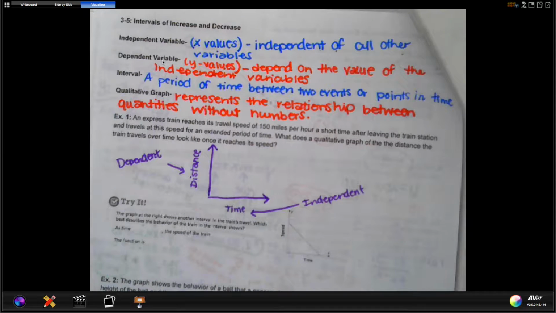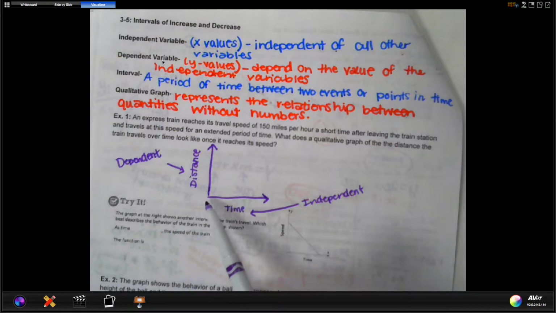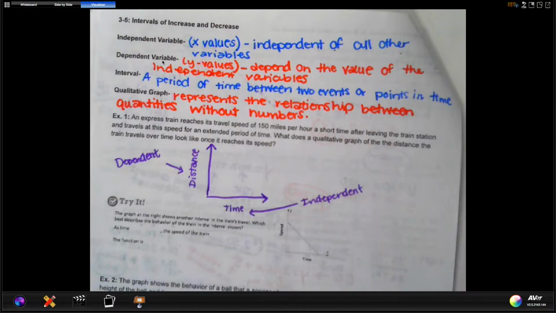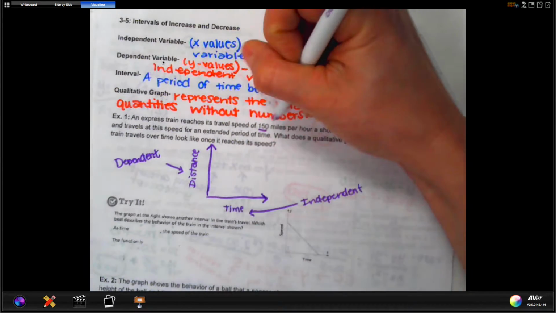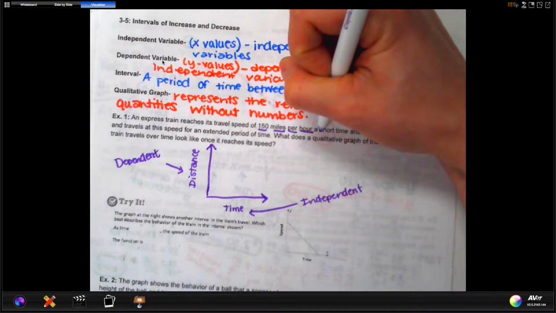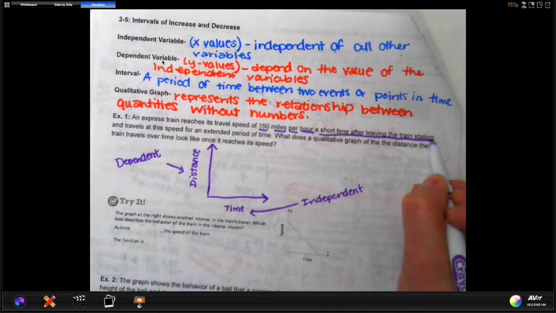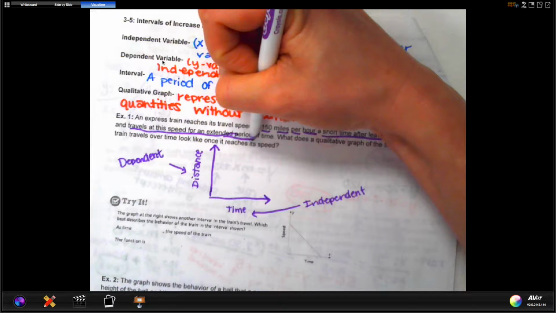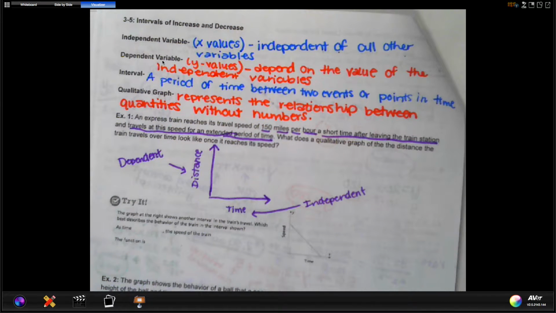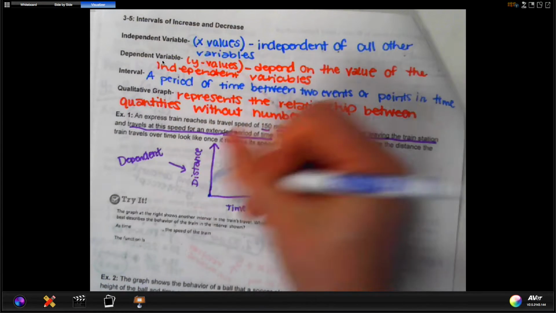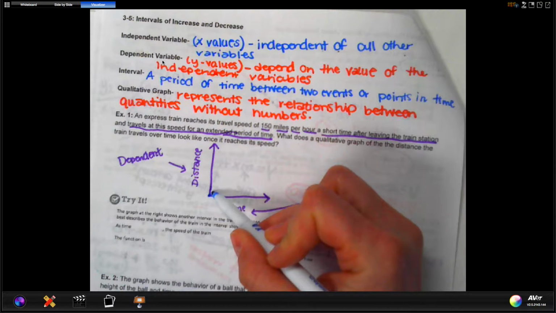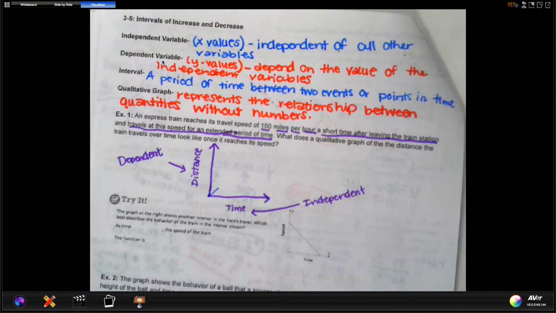So there are no numbers, but we know that as time moves on, as we get more time, the train should travel further away. And it says that it's 150 miles per hour a short time after leaving the train station, and then travels at that speed for an extended period of time. So think about what we know about a train. It's not going to start out at 150, right? So at time 0, it's not going anywhere, but it's got to start out where it's going to reach its speed, right? And it goes a little bit of distance.